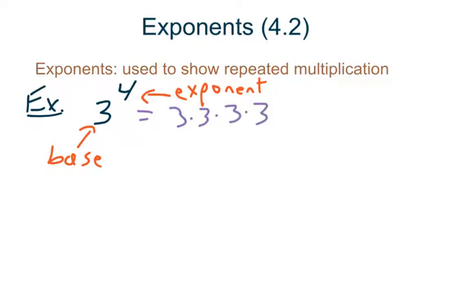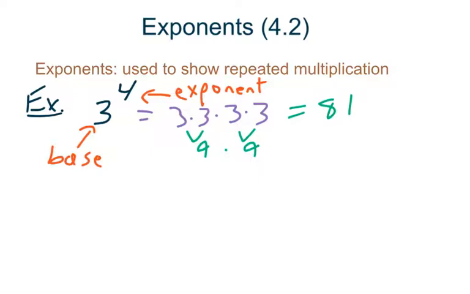And rather than just multiplying them in order, I'm going to use the associative property. And I'm just going to group these together and these together just to make it easier to multiply. So 3 times 3 is 9, and then 3 times 3 is 9, and then 9 times 9 is 81. So that's just a shortcut for using exponents.